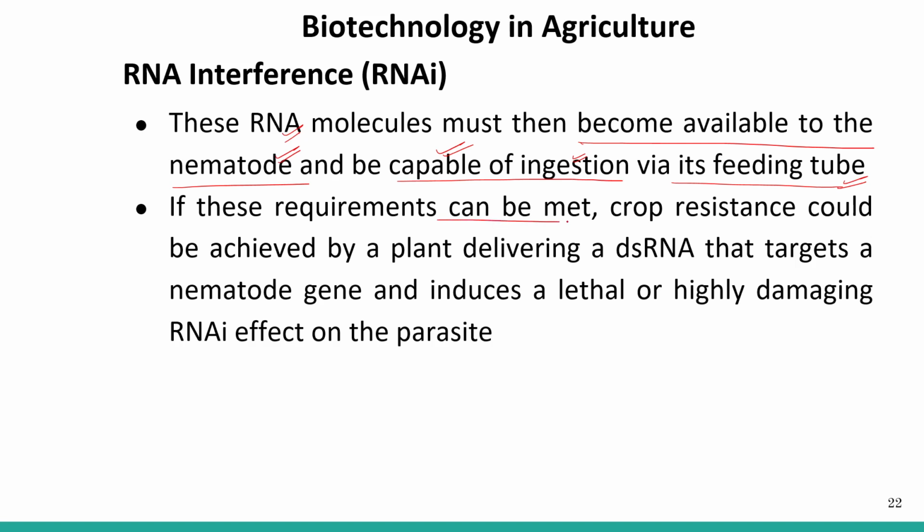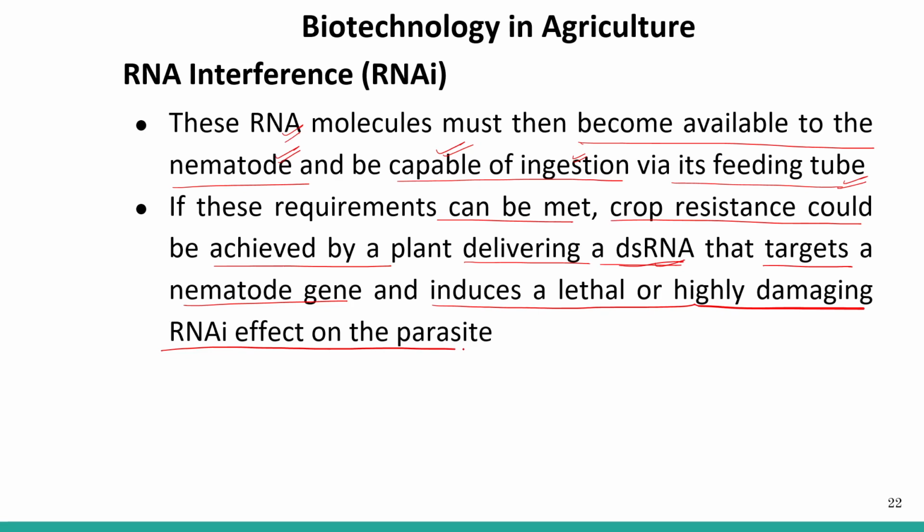If this requirement can be met, crop resistance could be achieved by the plant delivering a double-stranded RNA that targets a nematode gene and induces a lethal or highly damaging RNAi effect on the parasites. So what happened? This particular double-stranded RNA targets a gene in the nematode and that gene is silenced. And that is a lethal effect in the nematode. And that helps the nematode to die and we can get rid of that parasite.